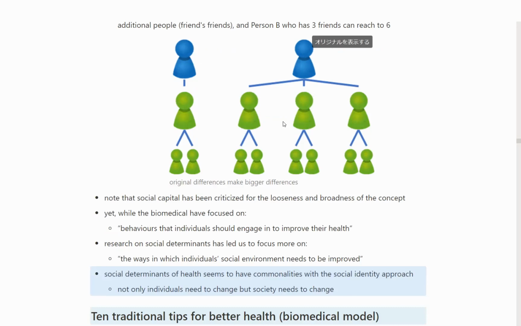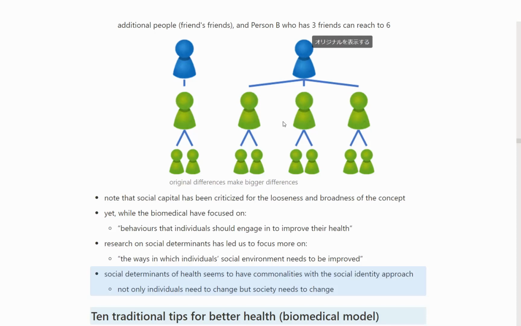So in this regard, social determinants of health seem to have commonalities with the social identity approach, as the social identity approach argues that not only individuals need to change, but society needs to change. The social identity approach argues that society needs to change so that individuals can develop stronger, broader, or multiple social identities.